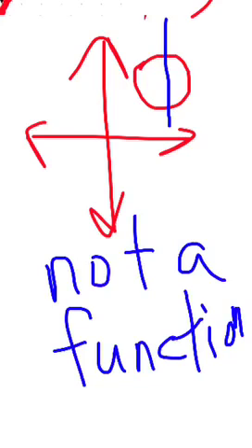To sum up, you can use graphs to reveal many different things, including finding the domain, range, and determining if the graph is a function or not using the vertical line test.